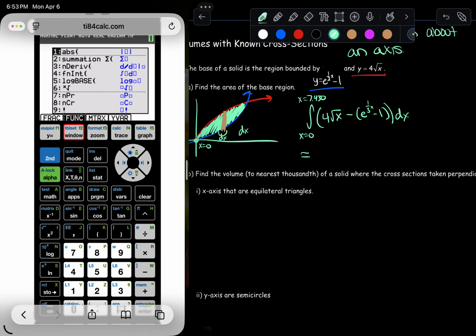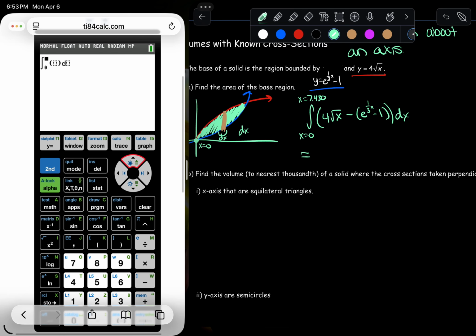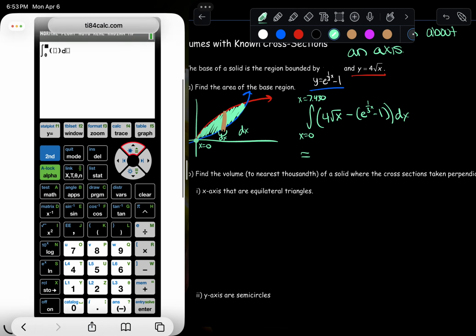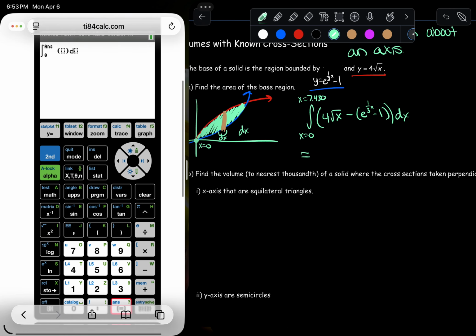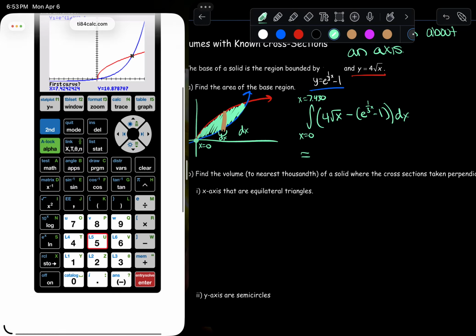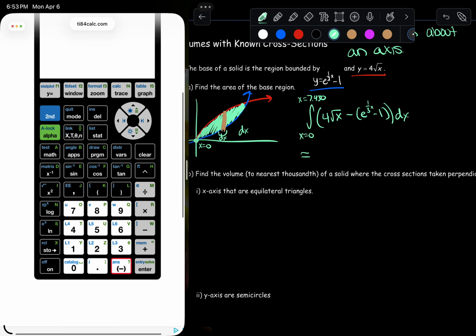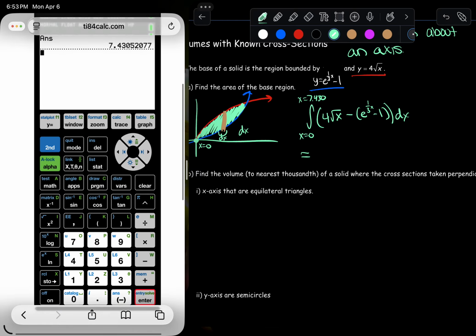All right, so alpha window, go to number 4. We're going from 0. Uh-oh, I don't want to use the approximate. So I just found that in my graph, right? So if I hit second answer, it should have saved it. Nope. Let me try that again. Or I might be able to store it. So if I go back to my graph, second trace, number 5, hit enter, enter, enter, I get 7.43052. So if I go back, I hit second answer, and there's my value, okay?